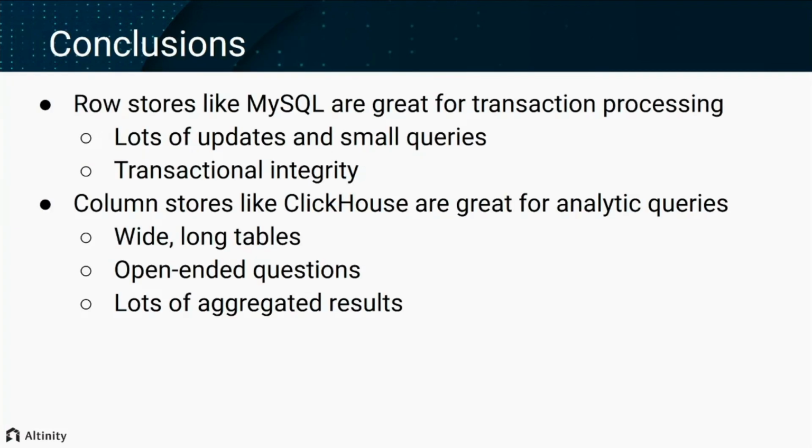Okay, that's it. So quick conclusions. Row stores, as we saw, like MySQL, great for transaction processing with lots of updates and small queries and high transactional integrity. Column stores like ClickHouse, they're great for analytic queries. Wide, long tables, open-ended questions, lots of aggregated results. So I would say look at your application. Which of these do you have? If it fits into one of these two buckets, you probably have a pretty obvious choice on your database.